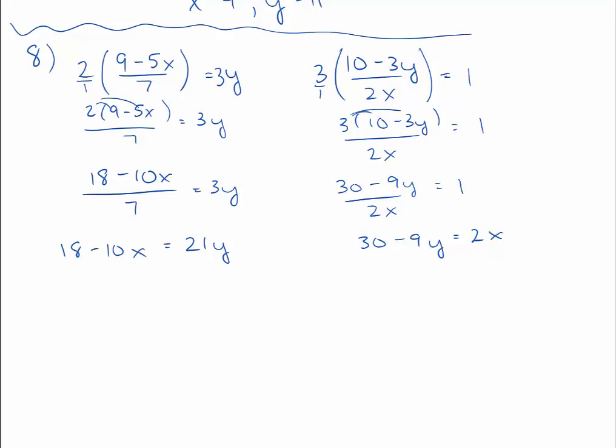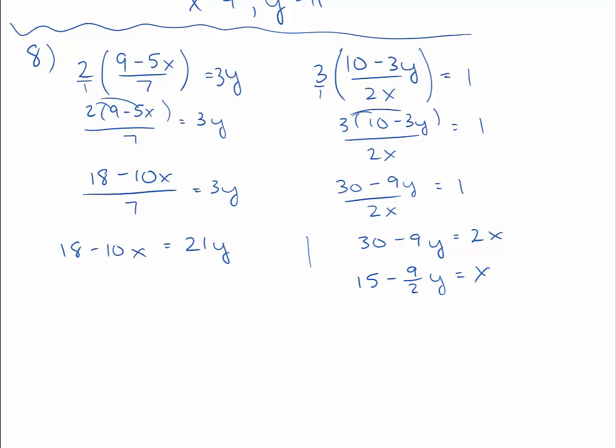Now I want to solve for some variable, for either of the variables, whichever one you find easiest. I'm going to solve on the right hand equation over here. I'm going to solve for my x. So I'm just going to divide everything by 2. You can do whatever you want. In the end, we should get the same answers. If I divide by 2, then 30 divided by 2, that's 15 minus 9 over 2 y equals x.